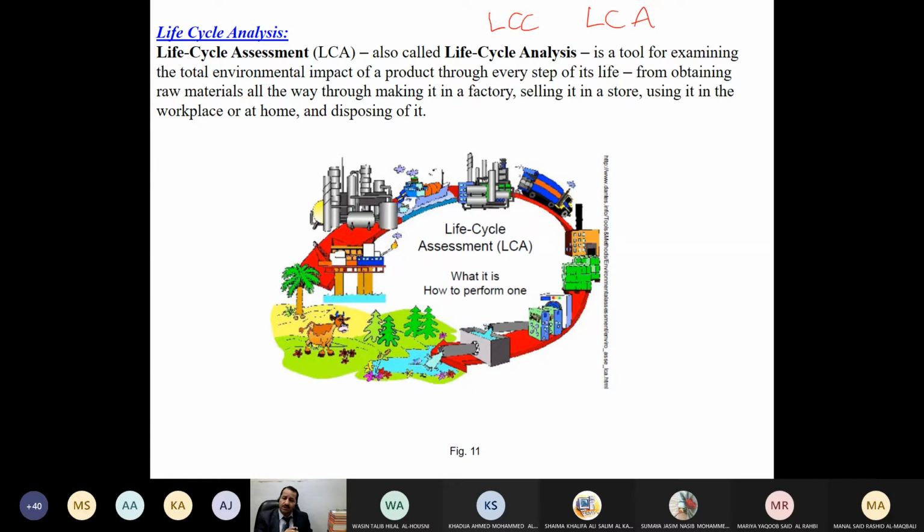It means from when we took the raw material from nature, we introduce it to product and convert it into something artificial, then we use it, then we recycle it, then return it back to the environment. All these cycles are important to be known.